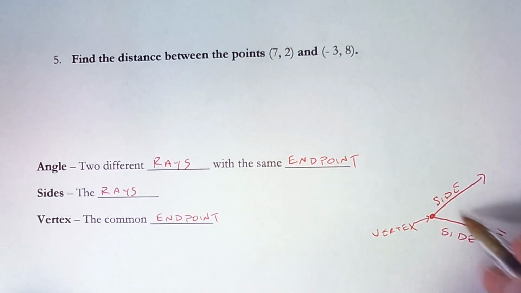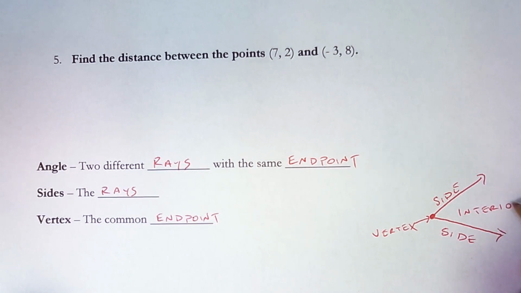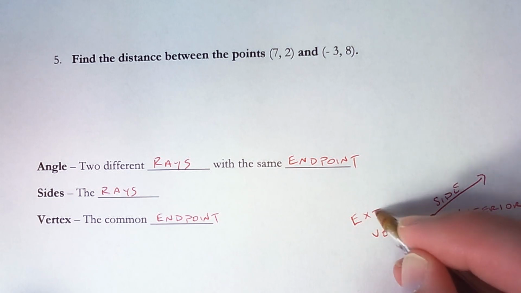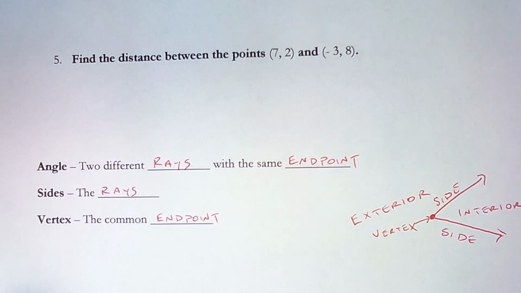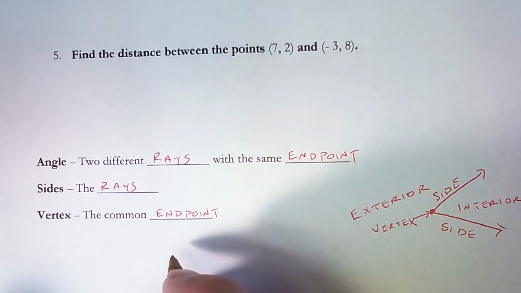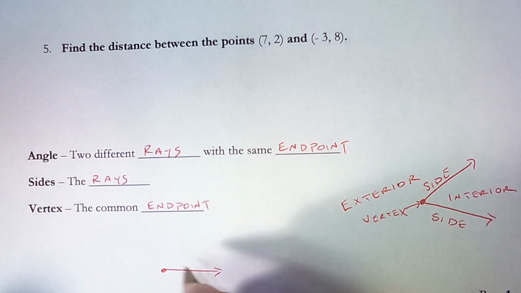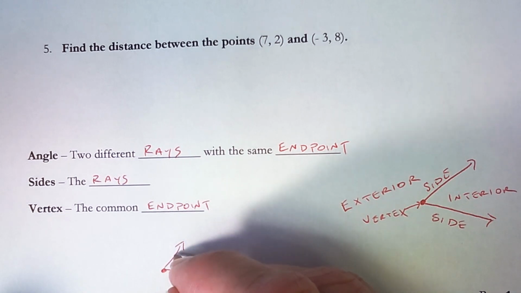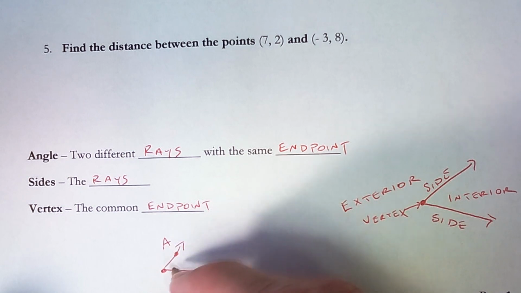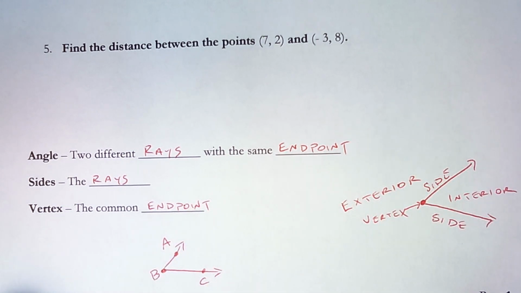Okay, now what's inside of this angle? This is called the interior of the angle, which means everything out here is called the exterior of the angle. Okay, now let's draw another angle and let's put some points with names on it. So here we'll call this point A, we'll call this point B, and point C.